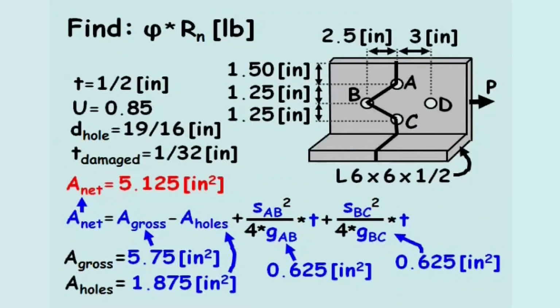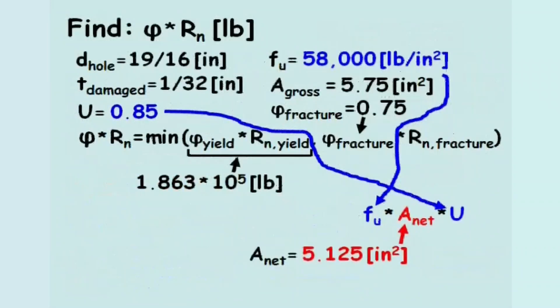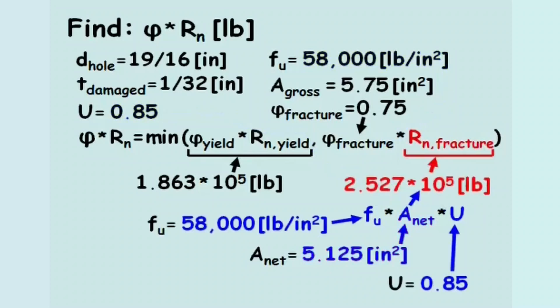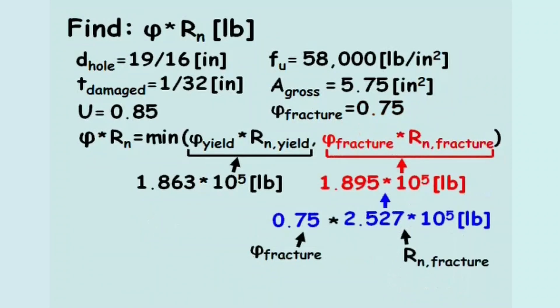Now we can solve for the nominal resistance of the beam resisting a fracture type failure, which equals 2.527 times 10 to the 5th pounds. And when multiplied by the resistance factor, also called the strength reduction factor, the design strength against fracture equals 1.895 times 10 to the 5 pounds.